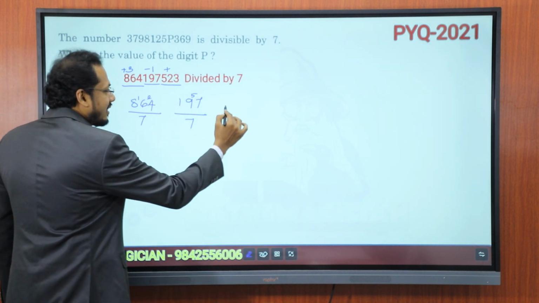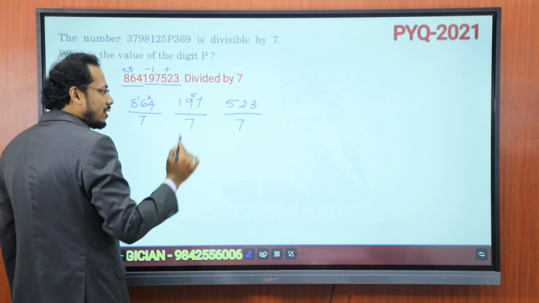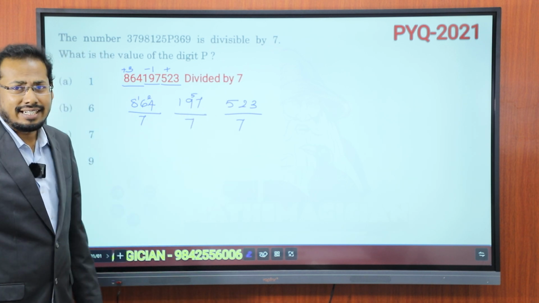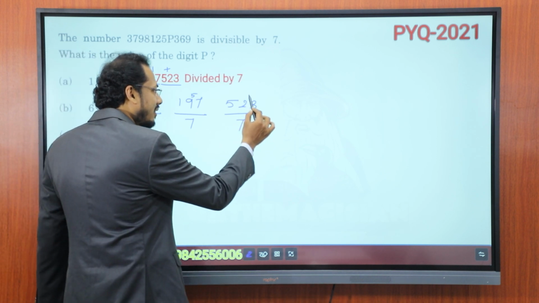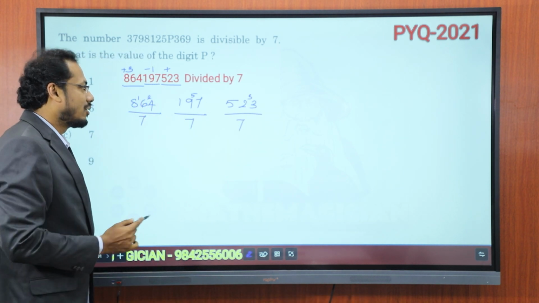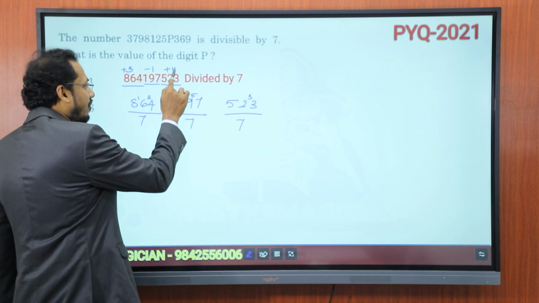Let's take the third set. 523 over 7. 5 is not divisible by 7, so take 52. Again 7 7s are 49, remainder is 3. 33. 7 into 5 is 35. So 7 into 4 is 28. 3, 4, 5. Here I got 5.